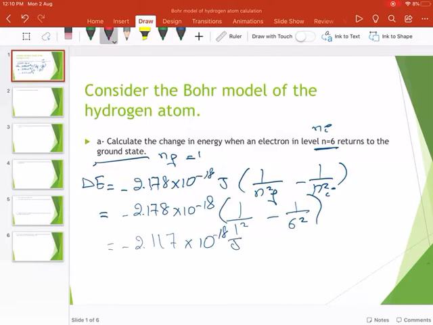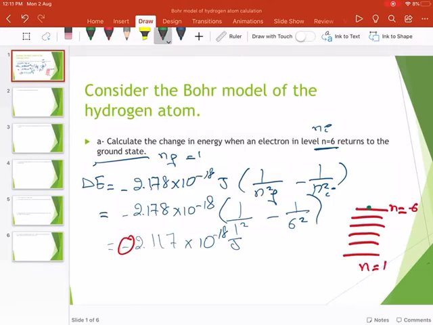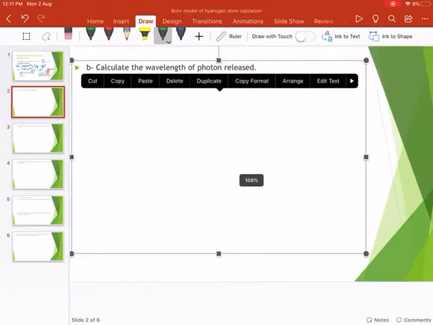Is the answer convenient? Yes, simply because it's negative. As we know, if we have these energy levels, n equals 6, n equals 1, and the electron was initially on level 6 and goes down from a high energy level to a low energy level, we know that energy is released in such a case. Energy is released, so the answer is convenient.